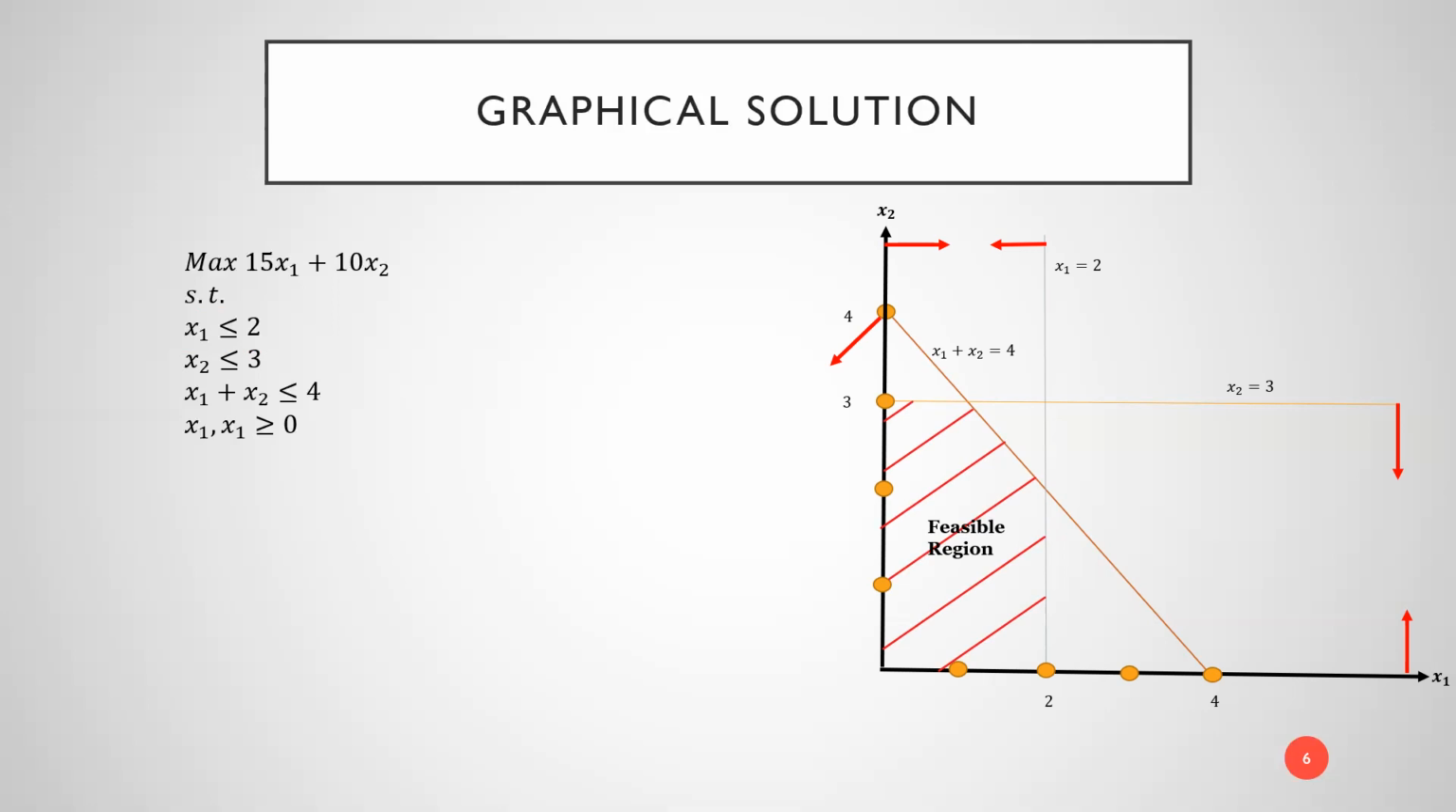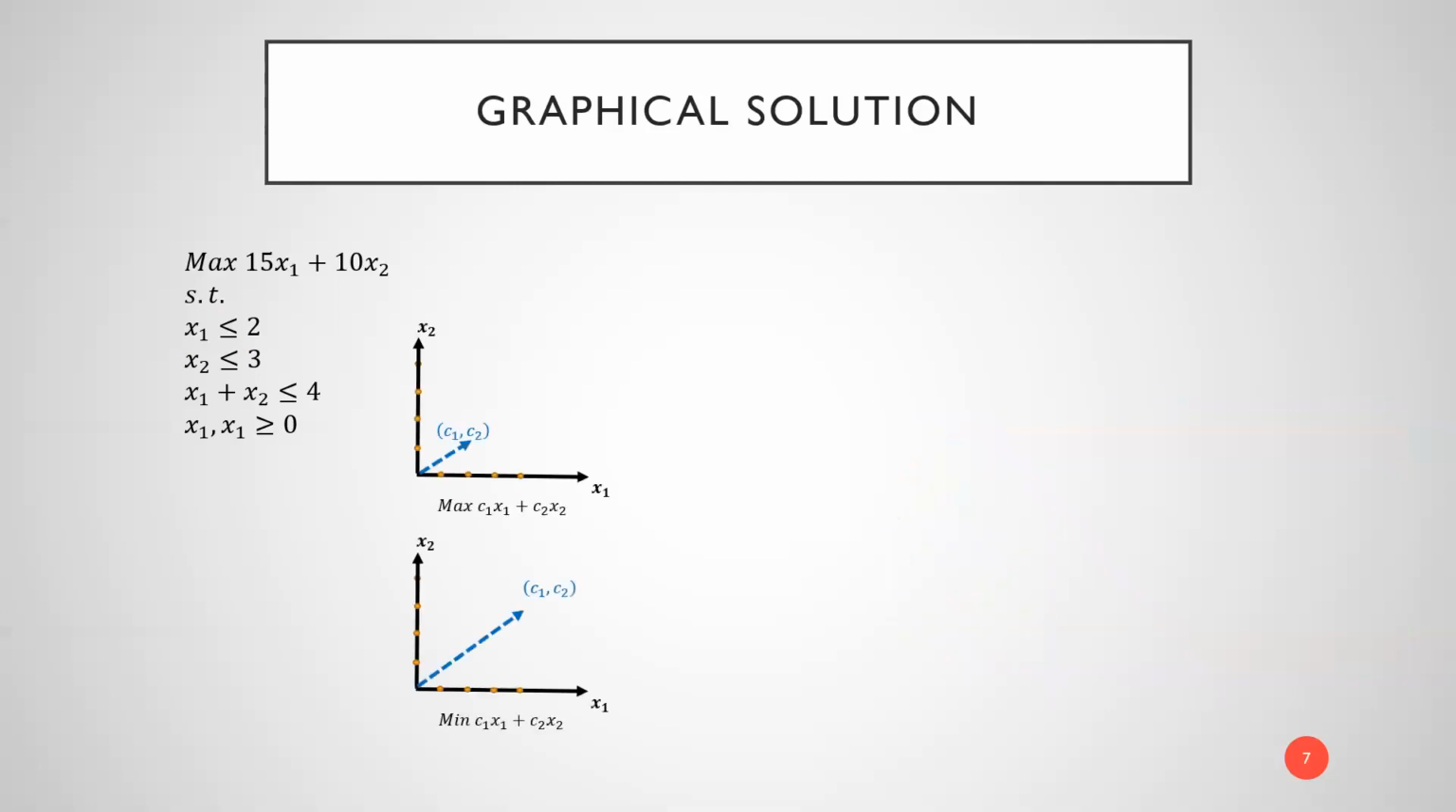We can find the trial isovalue line. It's a line in which all points have the same objective function value. Then we find the optimal isovalue line, which is a line parallel to the trial isovalue line, which passes through the optimal solution. Now we will go into the details.